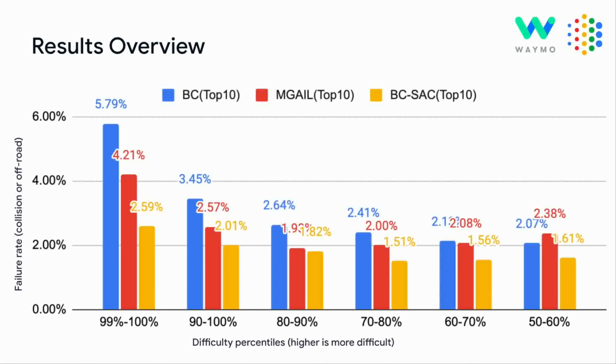We show that this simple approach achieves better performance overall, especially in the more challenging slices where the performance of the baseline methods, behavioral cloning, and model-based generative adversarial imitation learning substantially decrease.